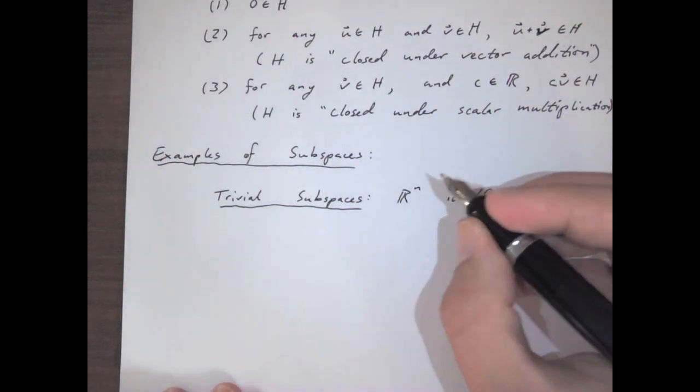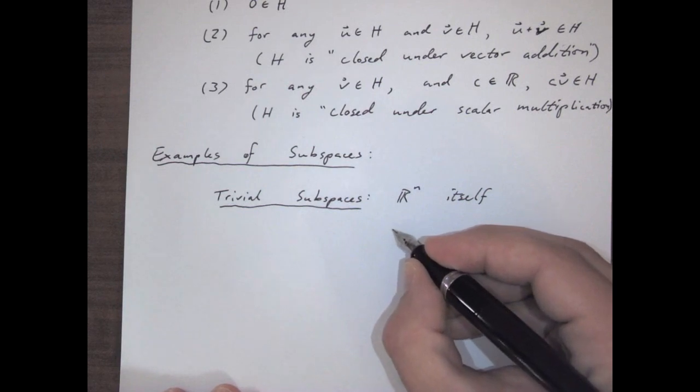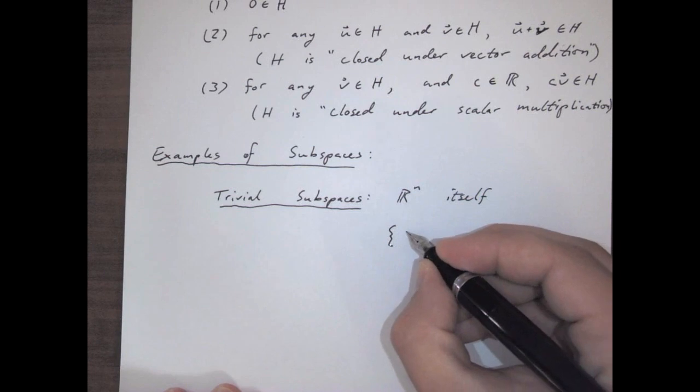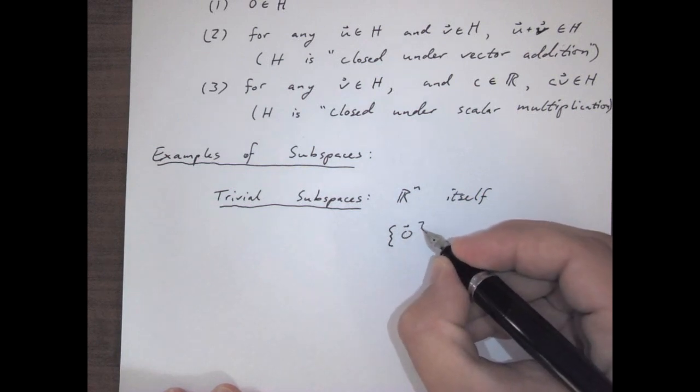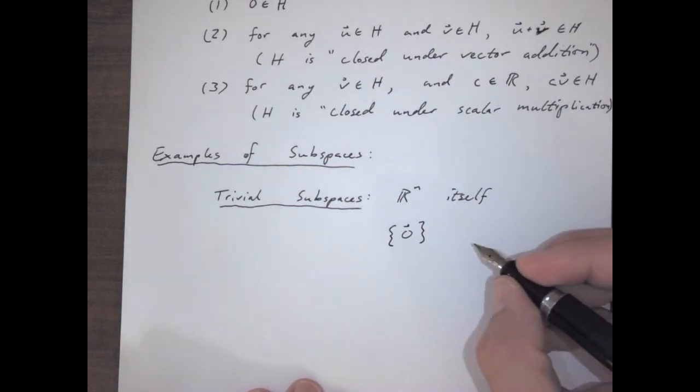So Rn itself. All right, then the other trivial subspace, the other boring subspace, is the set that contains the zero vector and only the zero vector. So if I take zero itself and I ignore everything else, then there's no way of escaping that tiny little universe. The tiny little universe unto itself.